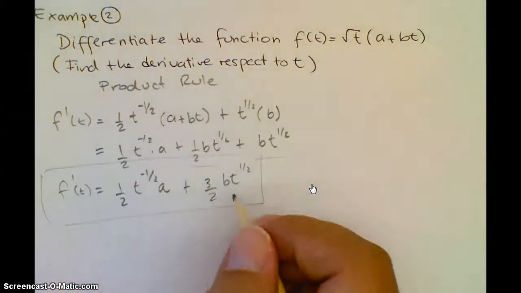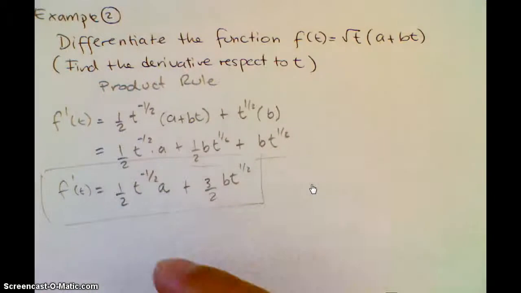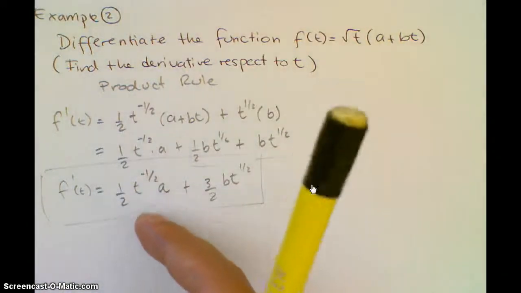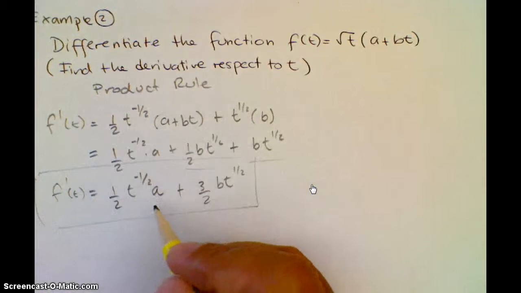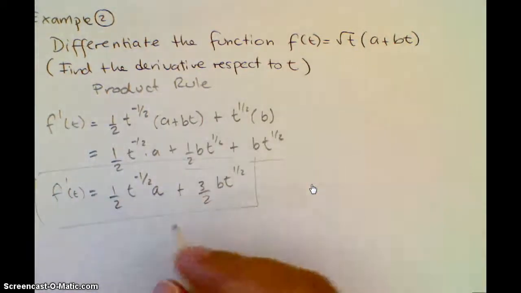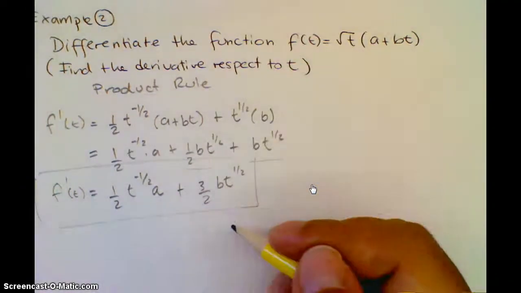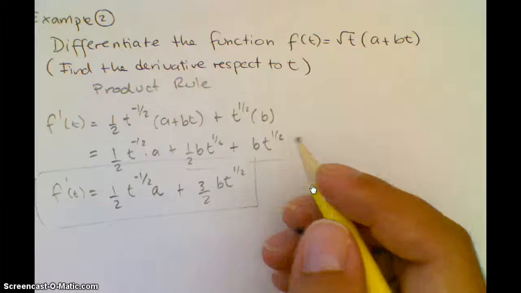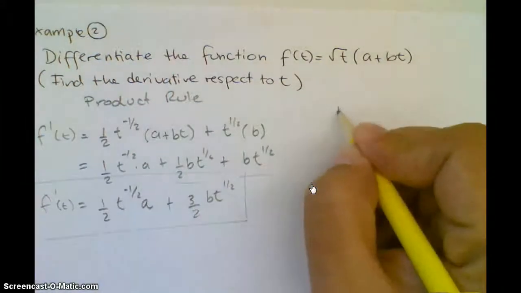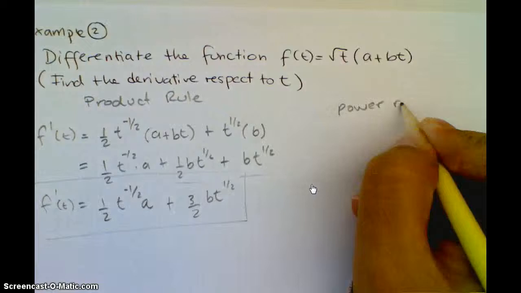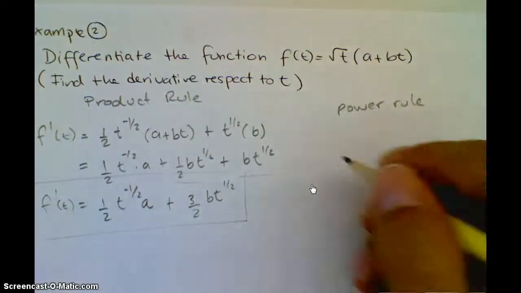If this was multiple choice, I could maybe factor out a t to the negative 1/2. But it depends. For this particular problem, I could just leave it like that. So the other way of doing it is just using the power rule that we have learned before. That is a lot faster.